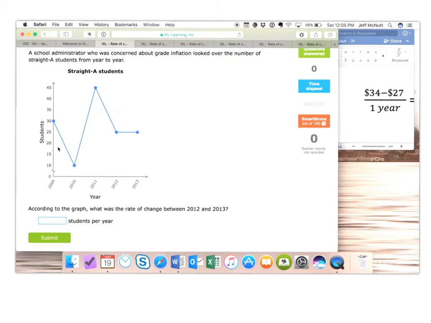1 year would be in the denominator, but 0 divided by 1 is 0. So that's just going to be 0.